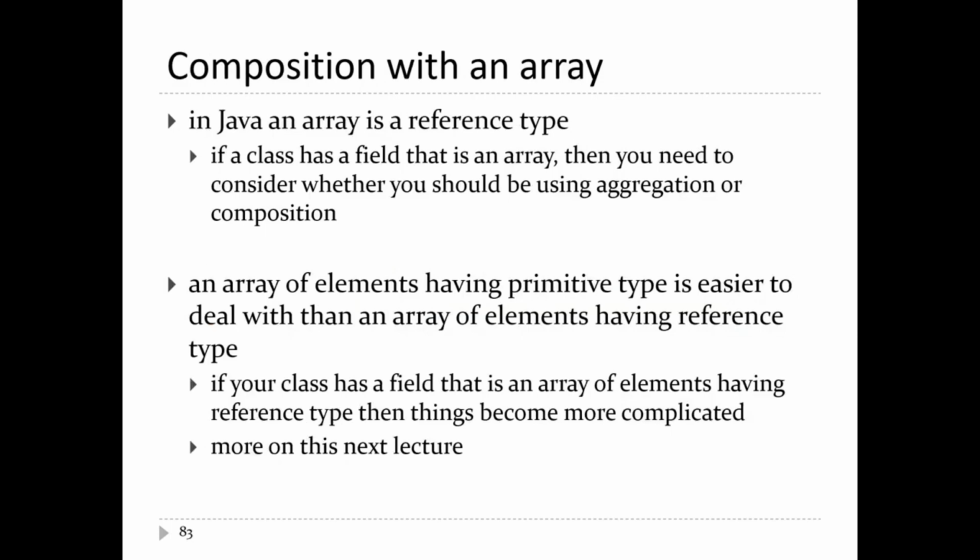Okay, so everything we talked about involves composition with a reference type object that's not a collection of some kind. So in Java, an array is also a reference type, right? So if a class has a field that's an array, you need to consider whether you should be using aggregation or composition. If the array has elements that are primitive types, so if you have an array of int, for example, then the situation is much easier to deal with than if the array has elements of reference type. Right, so we'll talk about what happens when you have a collection of reference types in the next lecture.